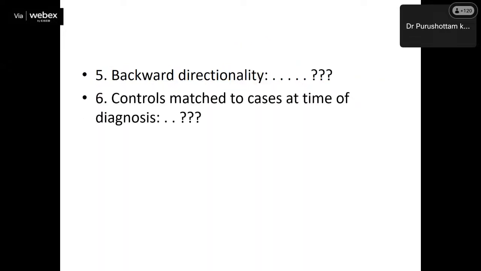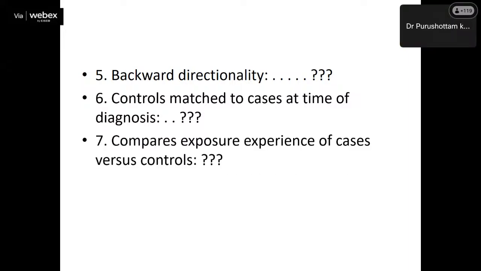Next question. I think if one or two are correct, then I can move ahead. Controls match to cases at the time of diagnosis. What is the answer? Controls match to cases at the time of diagnosis. Nested or cohort? Nested case control or case cohort? Dr. Mamta wrote nested case control. Dr. Kritika wrote nested. Yeah, good. Dr. Lovely, nested case control. Yes. Okay, thank you. Next question.